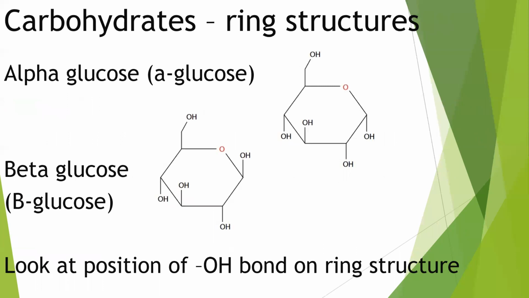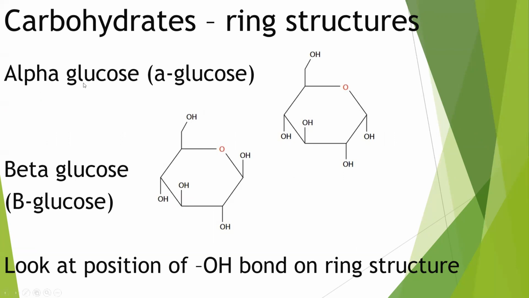When glucose forms a ring structure, it can form either alpha or beta glucose. The ring structure of both of these glucose is almost the same, but at this carbon right here, you have to look at the position of the OH bond. And this will make a big difference when you talk about how glucose is used to make larger polysaccharides, like starch and glycogen compared to cellulose. We'll come to that in a bit.